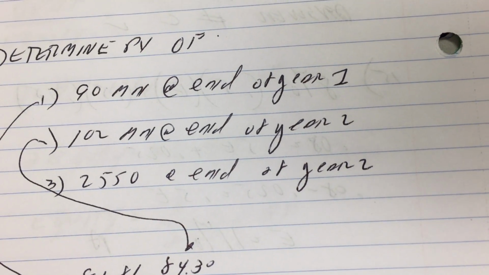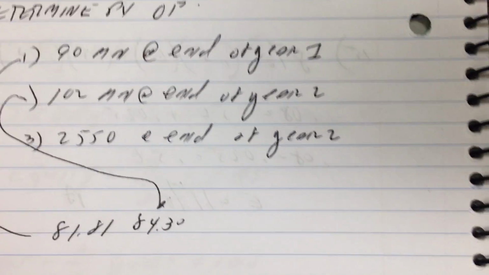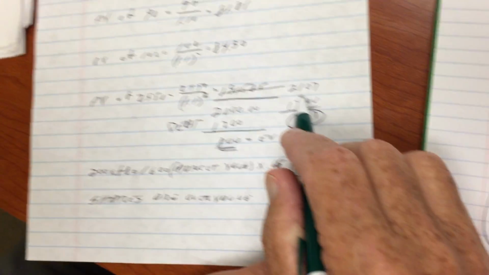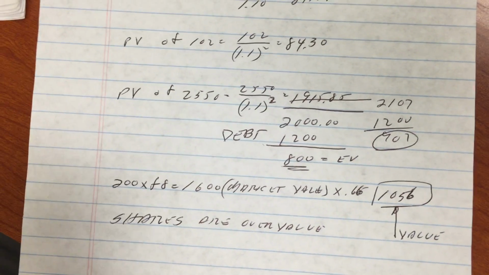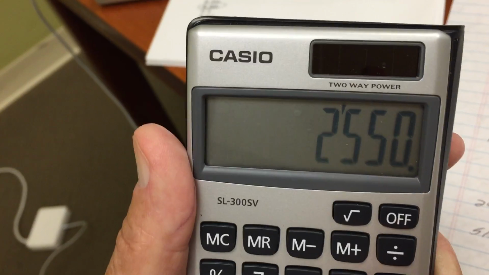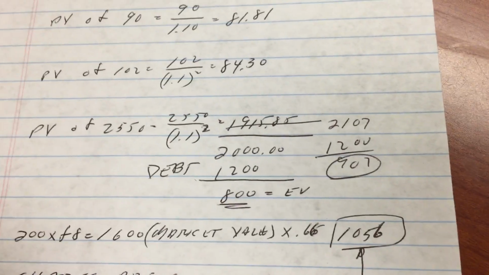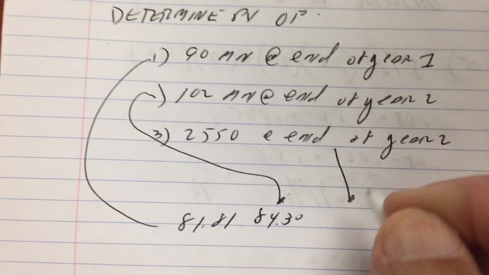So this present value here is 1, and this present value here was 2. Let me do that one again. 2,550 divided by 1.1 divided by 1.1 gives me 2107. So this one here was 2107.